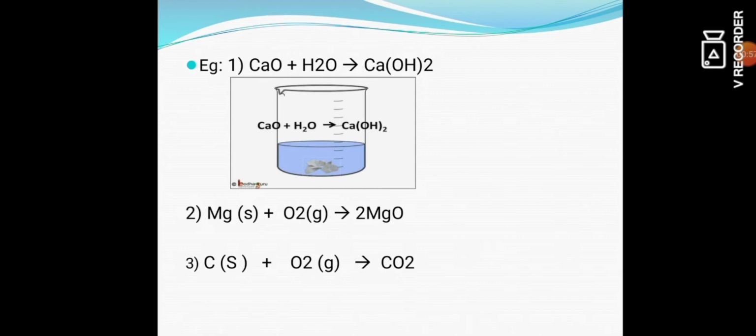Now we are going to discuss the third example, that is the reaction of carbon and oxygen. Here the two reactants are carbon and oxygen.